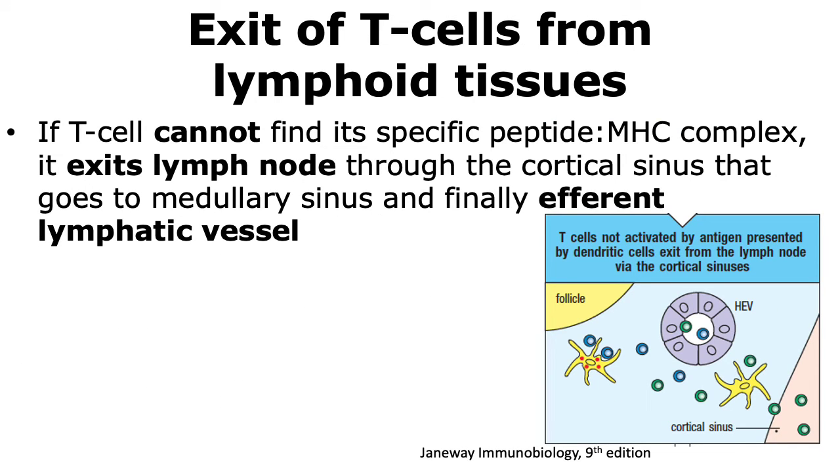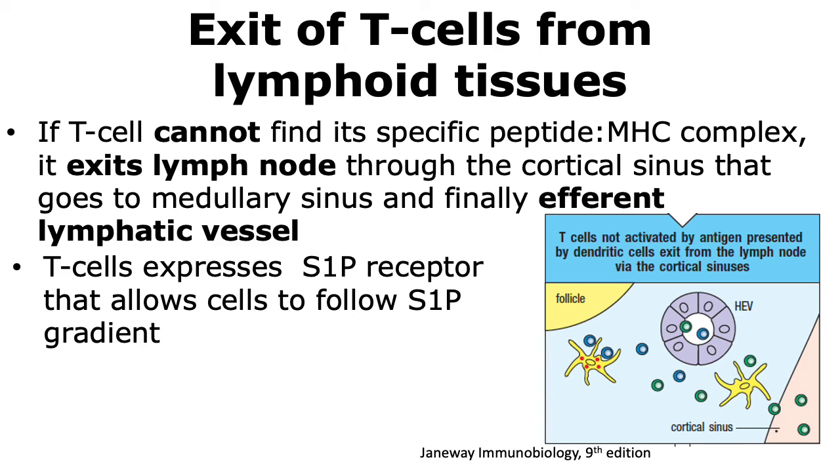If the T cell cannot find its specific peptide MHC complex, then the T cell will leave or exit the lymph node. And for that, it basically has to find the efferent lymphatic vessel. And so it leaves the lymph node through the efferent lymphatic vessel.